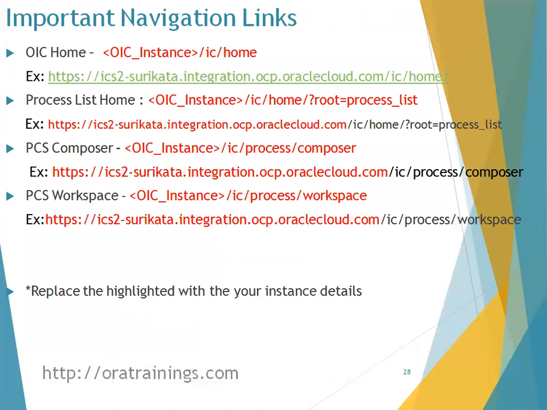So these are the four important links for your PCS one: OIC home, process list home, composer, workspace, as well as the monitoring one. You have to consider that monitoring also. So five important links for this particular application. Okay. So hope you got some idea on the PCS one. In this particular one, we just designed a very simple process, but in the coming session, we'll try to consider approval kind of samples. Okay. Thank you.